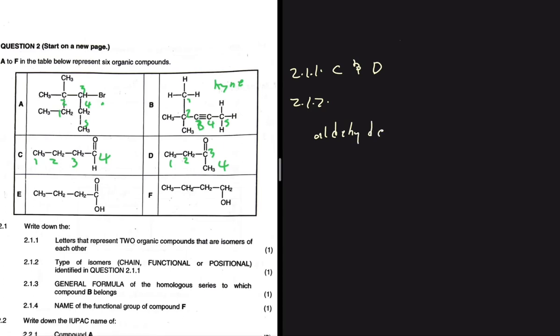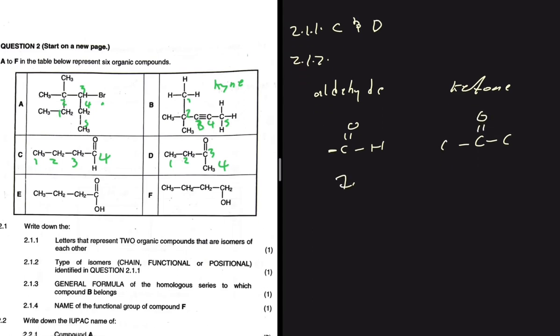Why are we seeing an aldehyde? Because we can see this kind of functional group, right? And then for D we have a ketone. Why are we saying we have a ketone? Because we have something of this manner, right? So for 2.1.2 we're gonna say functional isomers, because an aldehyde is a functional isomer of a ketone, right?